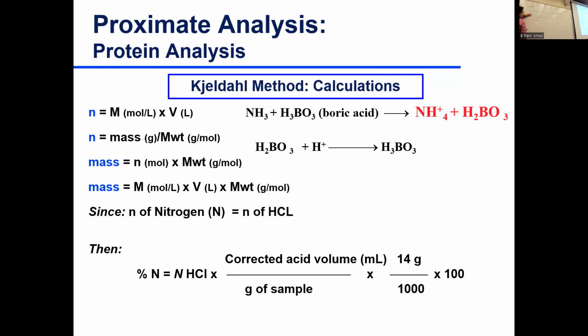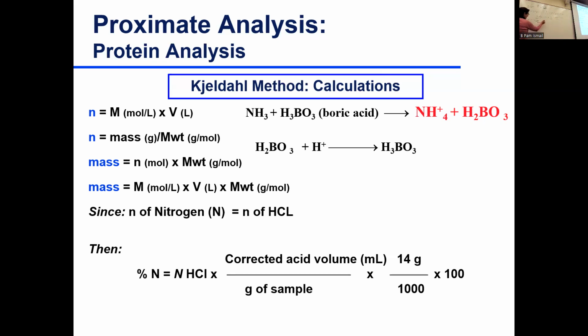Okay. This is in milliliter, but I want it in liter. So I divide by 1,000 because number of moles is per 1 liter. Molarity equals number of moles per 1 liter. So that's why I need to divide by 1,000 milliliter. That's why you have 1,000 here. There should be a unit here, milliliter.